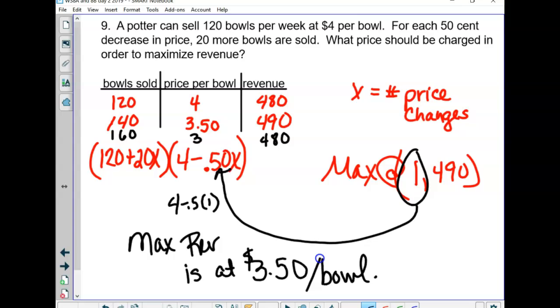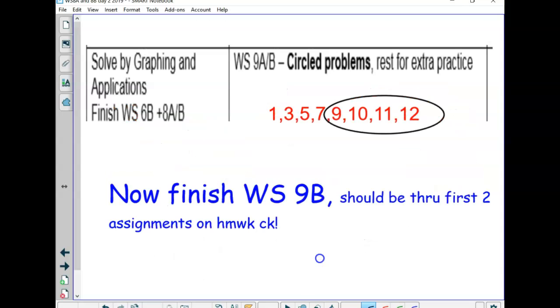All right, and the assignment, guys, is to finish up the second thing on the homework check. So I'm just adding 4 word problems from 9B today. So on the homework checklist, you should now have the first 2 things done. Took us 3 days to get there, but the first 2 assignments.